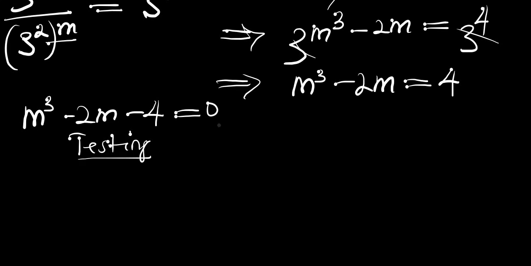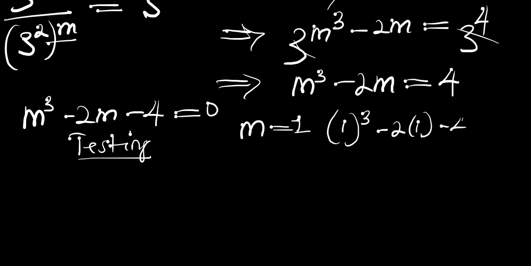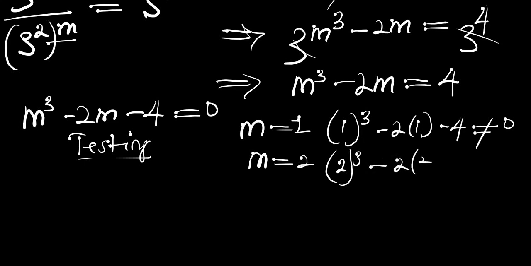Now let's test for the value of m that will satisfy this equation. We start when m equals 1. Now we have 1³ minus 2 into 1 minus 4, and definitely this is not equal to 0. So we go again. If m equals 2, what are we going to have? We have 2³ minus 2 into 2 minus 4, and definitely this equals 0. So that means m equals 2 is one of the solutions of this equation.